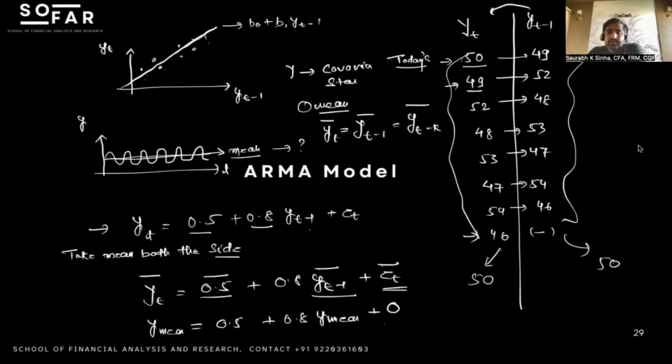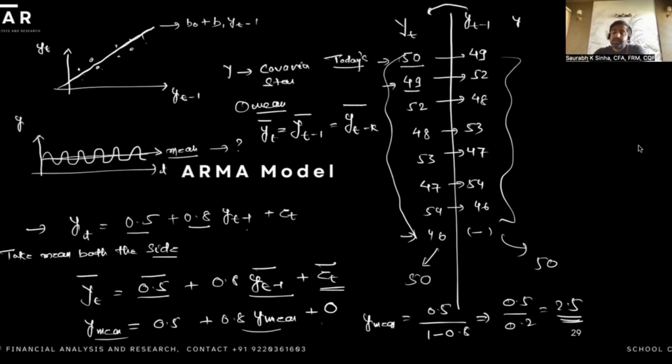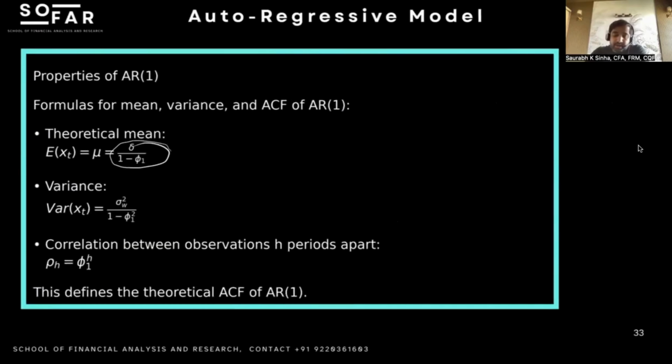So this is zero. Can you find y mean? y mean is equal to 0.5 upon 1 minus 0.8. So it is going to be 0.5 upon 0.2, which is 2.5. That is your long-term mean. And that is the formula they have written here in your curriculum. They haven't talked about how to prove it, but this is what it is. The mean is beta naught upon 1 minus b1.